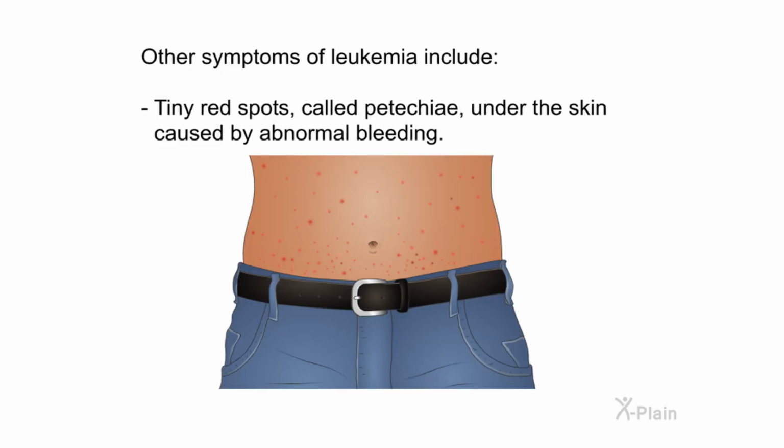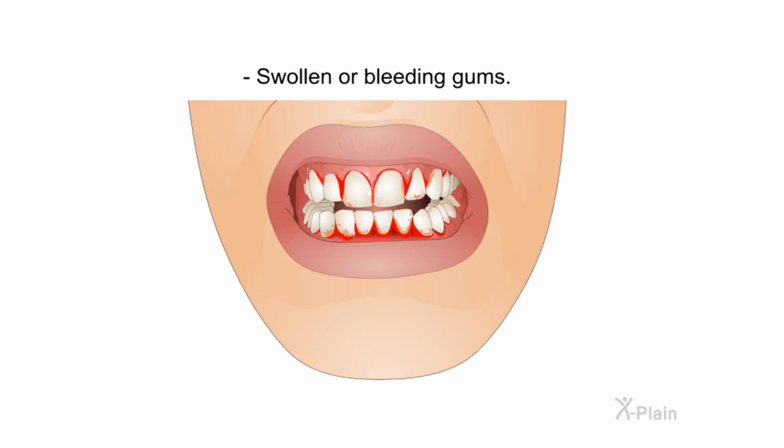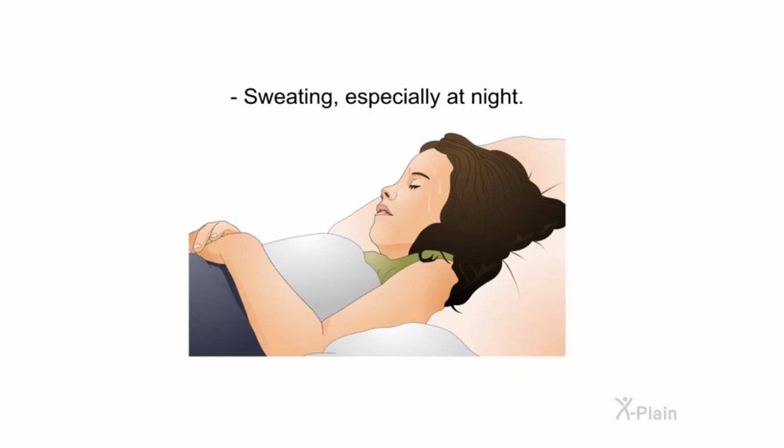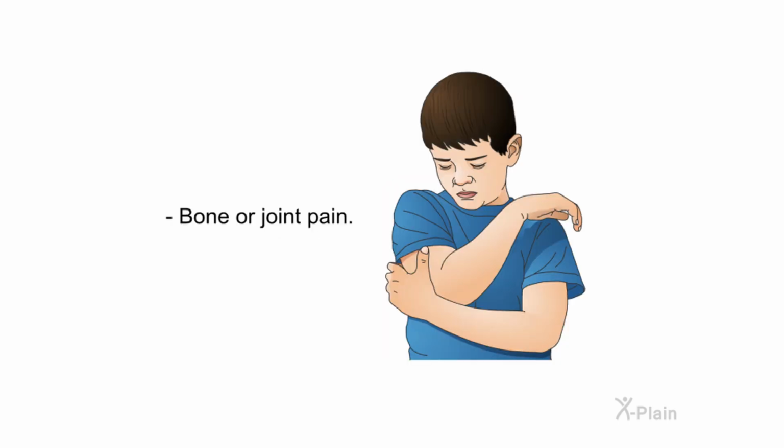Other symptoms of leukemia include tiny red spots called petechia under the skin caused by abnormal bleeding, swollen or bleeding gums, sweating, especially at night, bone or joint pain.